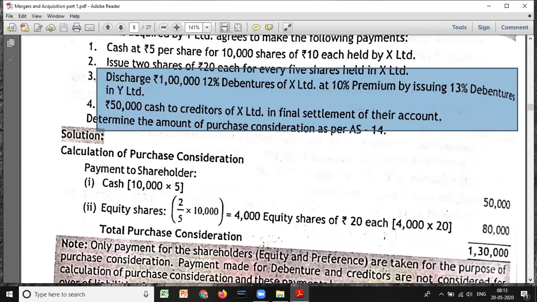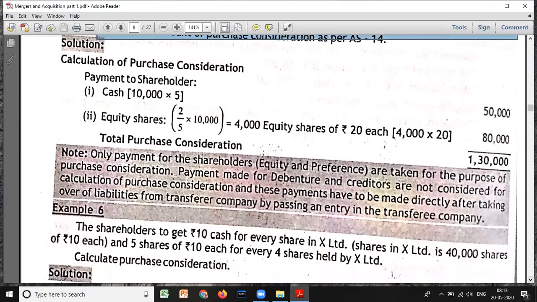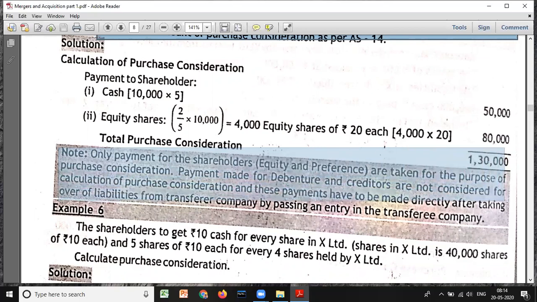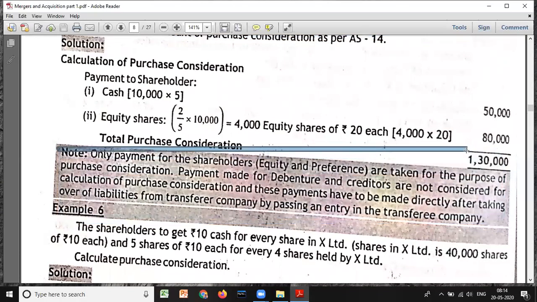Okay. Next. Look at here. If you want, you can go to this note. Only payment for the shareholders, that is equity and preference share, are taken over. This is very, very important. Only payment for shareholders, that is equity and preference share, are taken for the purpose of purchase consideration. Payment mode of debenture and creditors are not considered for calculation of PC, and these payments have to be made directly after taking over the liabilities from transferor company by passing an entry in the transferee company. Okay, transferee, which is very, very important now.